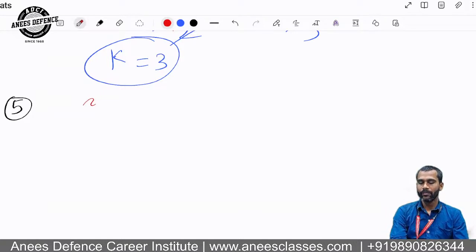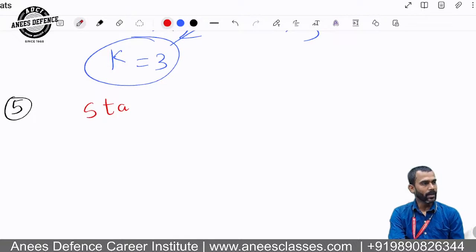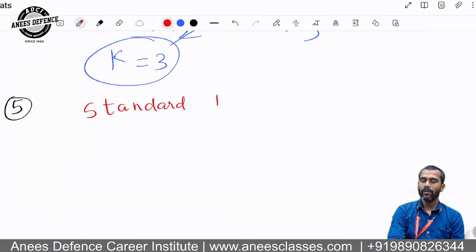Now number 5. Give the heading: Standard Deviation. We'll write the formula and explain how the formulas come. Can anyone explain what standard deviation is?